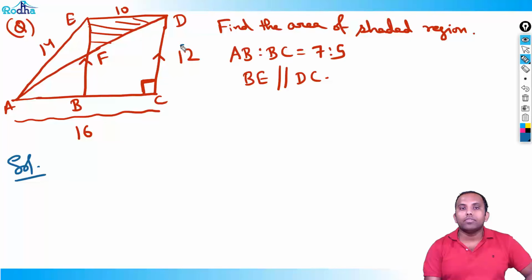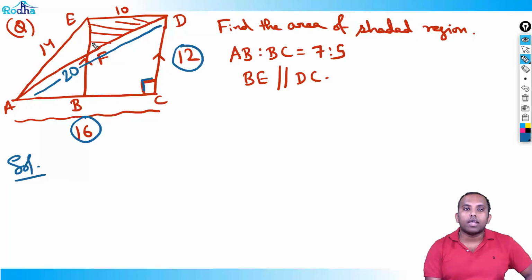Since this DC is 12, given. Now this AC is 16, given. This is 90 degrees. So I can get this AD. What is AD now? So AD has to be 20. Why 20? Because of Pythagoras theorem, right? 12, 16. So AD has to be 20 now.